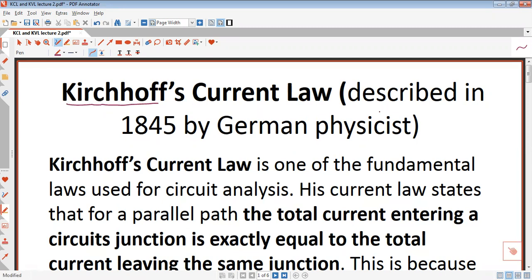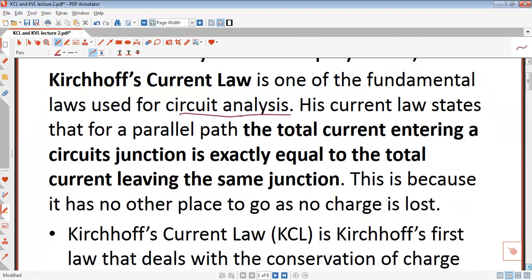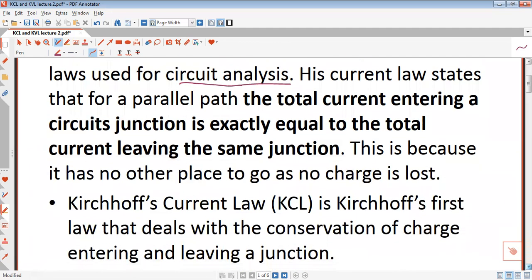It was described in 1845 by a German physicist. Kirchhoff current law is one of the fundamental laws used for circuit analysis. This is a very fundamental law for circuit analysis purposes. His current law states that for a parallel path, the total current entering is equal to the total current leaving the same junction.